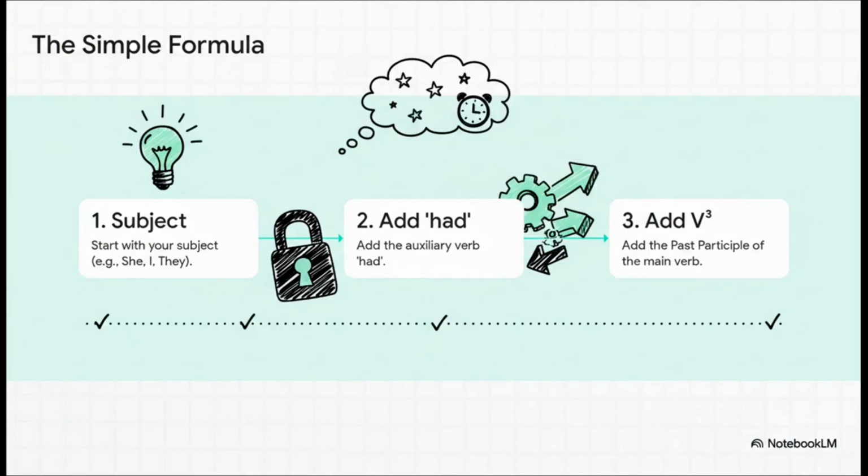You take your subject, then you add the magic little helper verb, had. And a pro tip here, it never changes. It's always had. And then you add the past participle of your main verb. That's it. Subject, had, past participle.